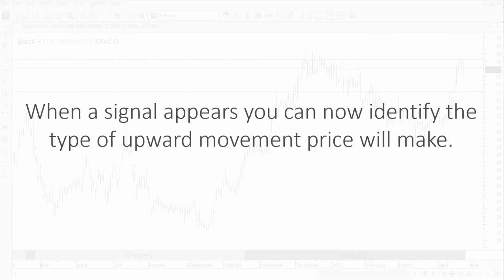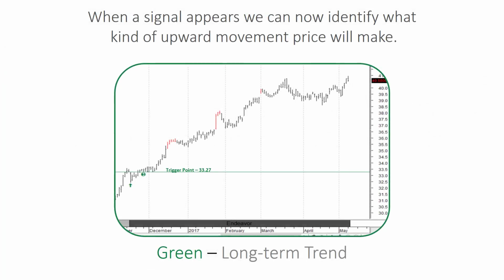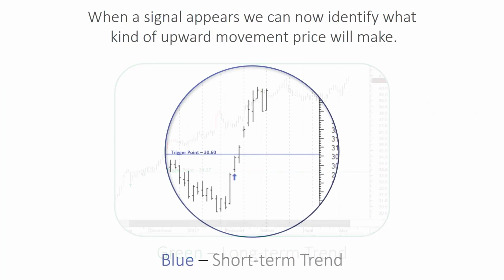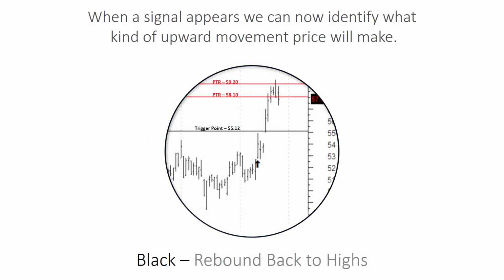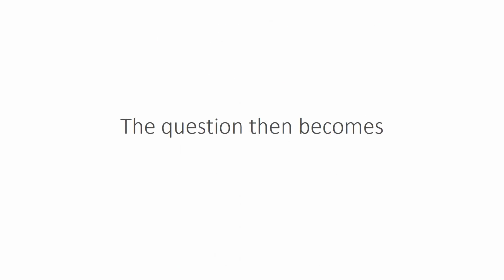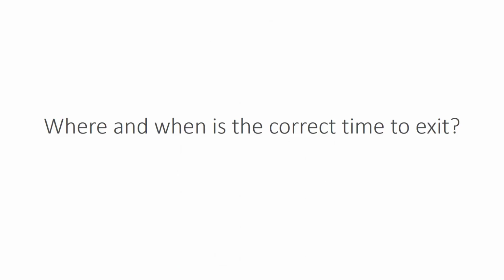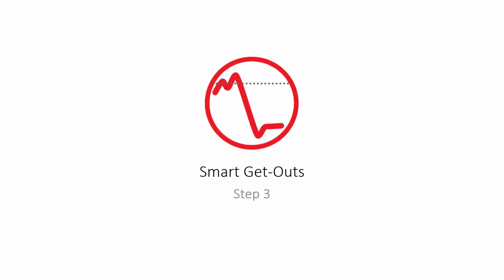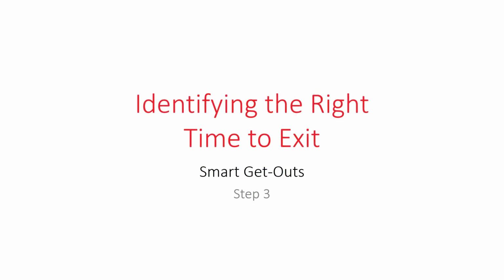When a signal appears, you can now identify the type of upward movement price will make. It's either going to be a long-term trend that can run from months to years, a short-term trend that will give you a quick pop, or a rebound back to highs. So, the question then becomes, where and when is the correct time to exit? Which brings us to Smart Getouts Step 3, identifying the right time to exit.